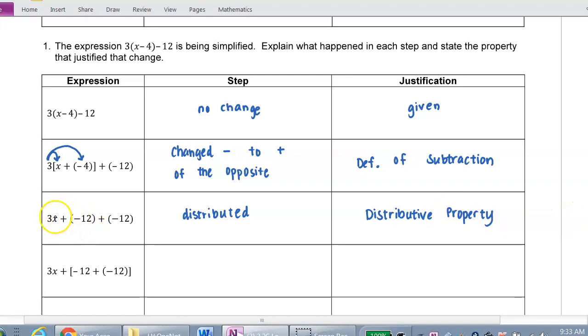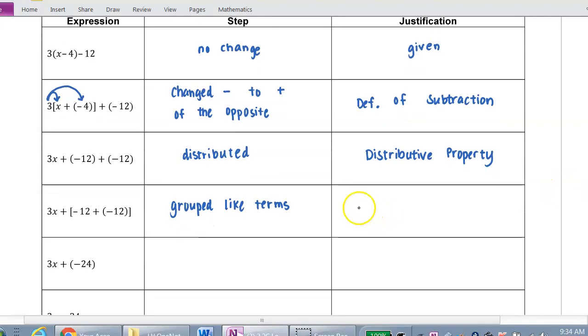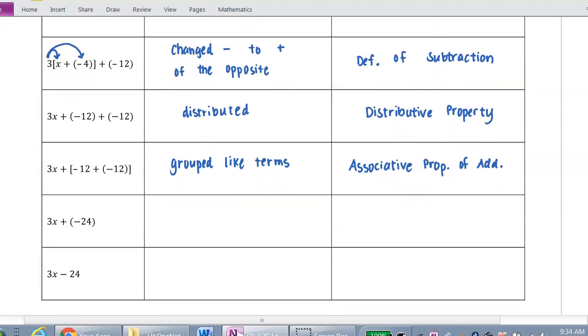If I compare the next two, I see that the -12 and the -12 have been grouped in brackets. So those are both constants and can be combined. So for my explanation, I'm going to say that they grouped the like terms. And remember, grouping terms together is the associative property. There are 2 associative properties, so we have to say which one this is specifically. It's the associative property of addition because they've grouped the terms that they're going to add together.